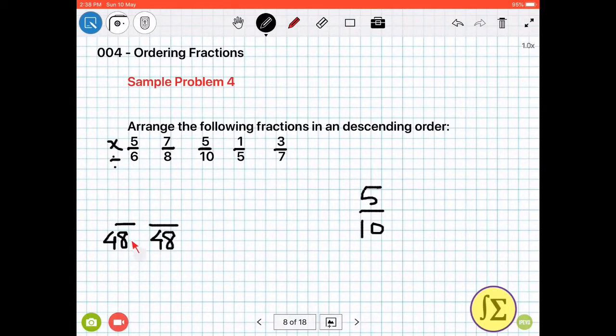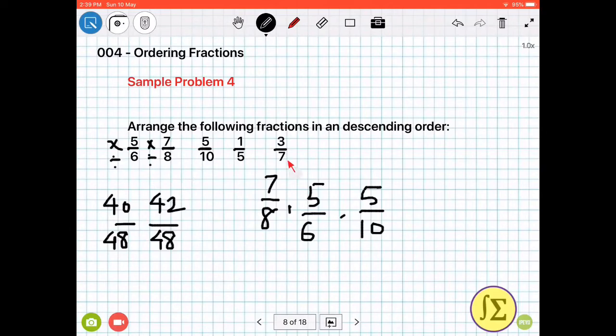So similar method that we learned just now to get the equivalent fraction, 48 divide by 6 multiply with 5. So 48 divided by 6, 8, multiply with 5, you get 40. 48 divided by 8, and then you multiply with 7. 48 divided by 8, you get 6. Multiply with 7, you get 42. So we can see that 42 over 48 is larger than 40 over 48, or in other words, 7 over 8 is larger than 5 over 6. So the largest fraction is 7 over 8, followed by 5 over 6, and then 5 over 10.